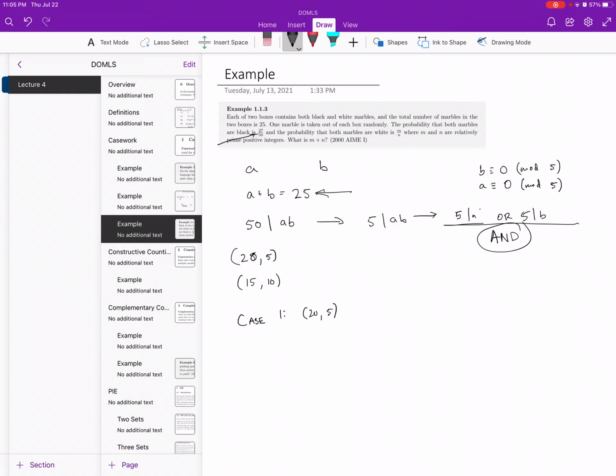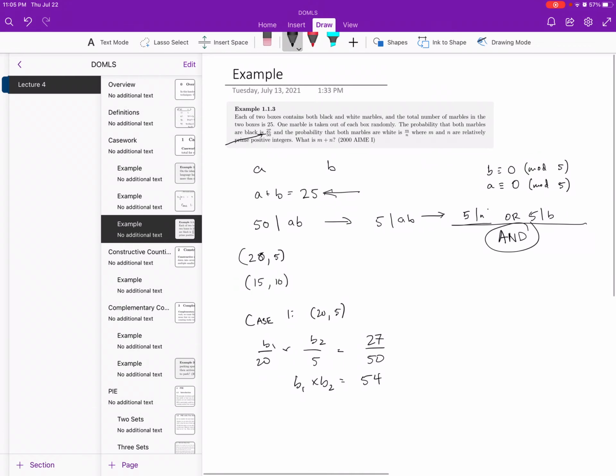In this case, we have some number of black marbles divided by 20 times some number of black marbles divided by 5 is equal to 27 over 50. This means that B1 times B2 is equal to 54. Now, also, these are probabilities, so they must be less than 1. So B1 is less than 20, and B2 is less than 5, or less than or equal to. But this only makes one case possible, actually, where B1 is 18 and B2 is 3.